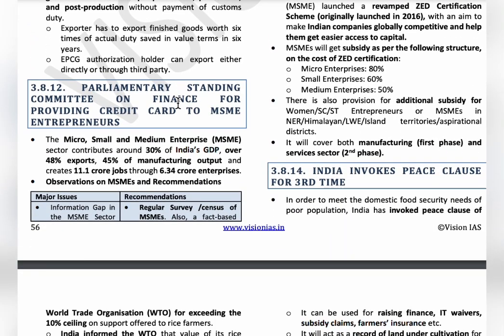The next topic is Parliamentary Standing Committee on Finance and providing credit card to MSME entrepreneurs. So the MSME sector contributes 30% of India's GDP, but many of them face challenges regarding infrastructure, legal recognition, and could not fulfill the criteria to take loans, etc. So a standing committee was set up to solve the financial issues which are faced by the MSMEs.